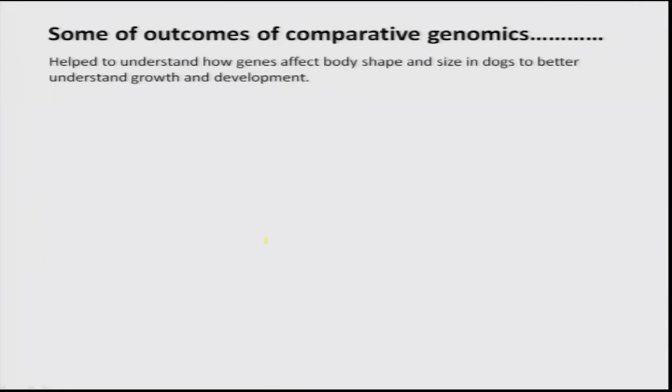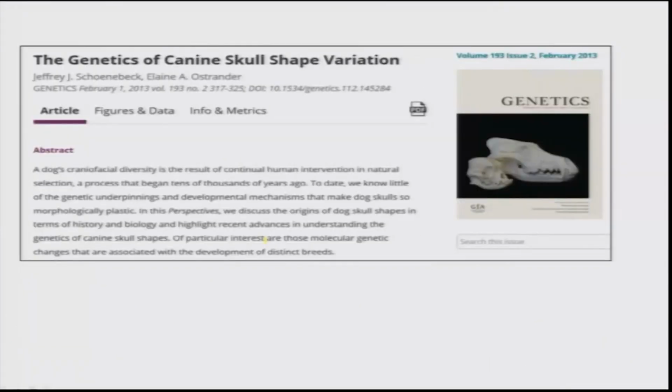The other example is that you can also understand how genes affect body shape and size. Again, dogs are a good example, and it helps to better understand growth and development. You can relate everything. For example, your skull size, right? It's very important, as are the face features and the ratio between the skull and the body, and so on.